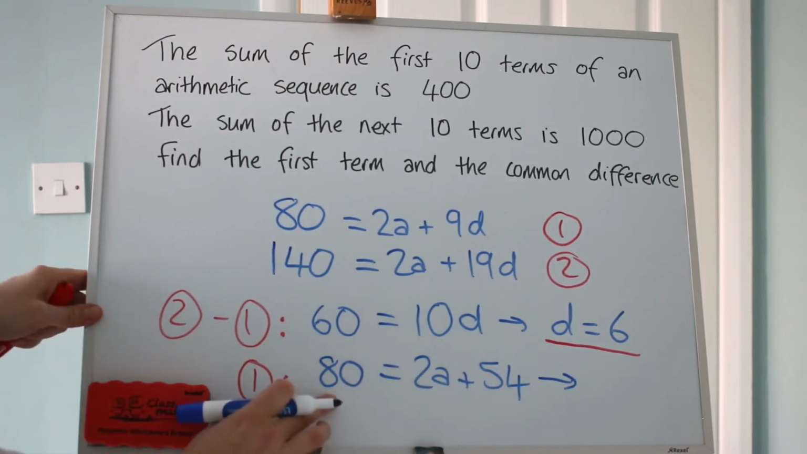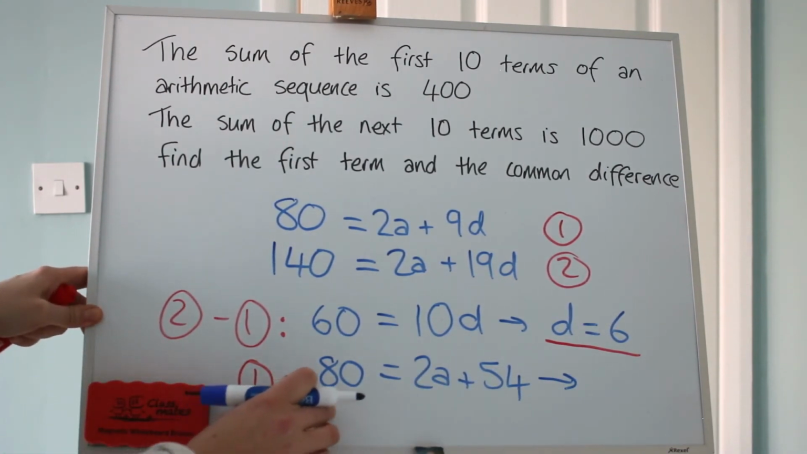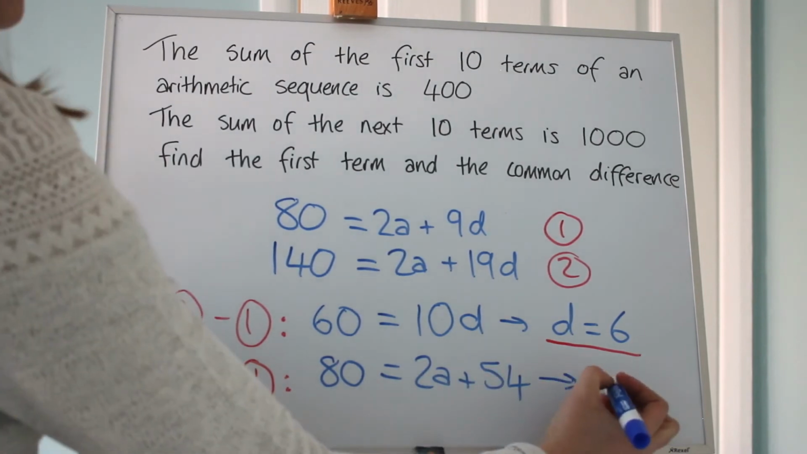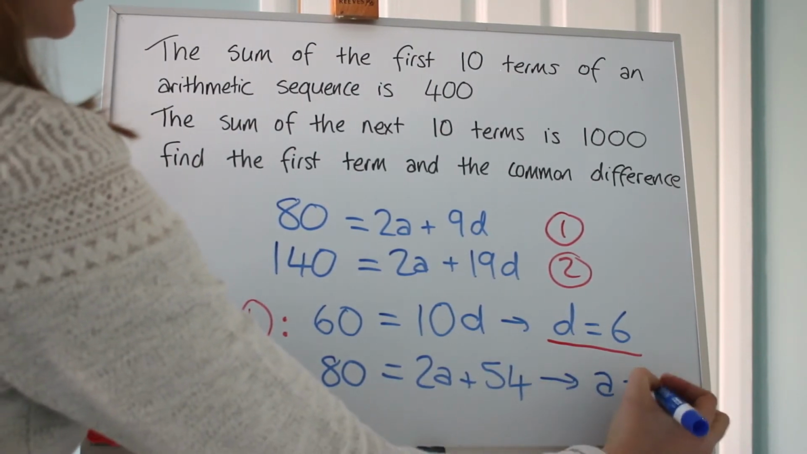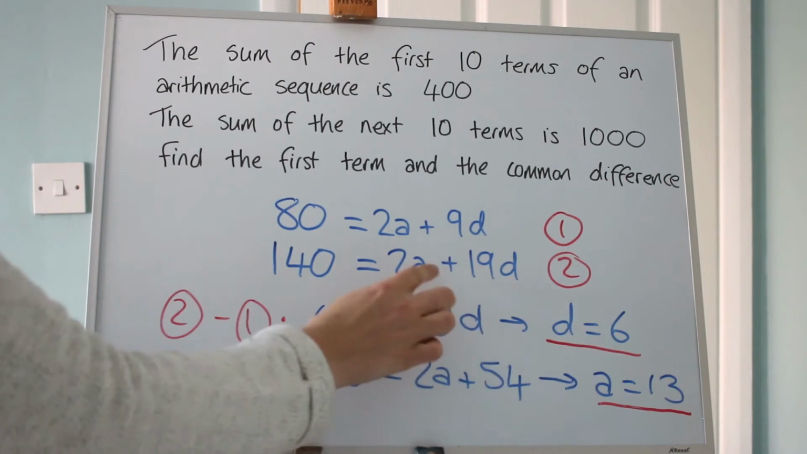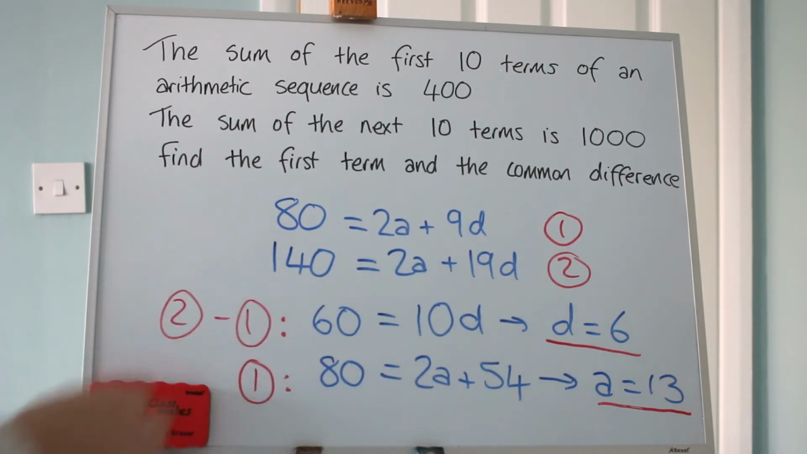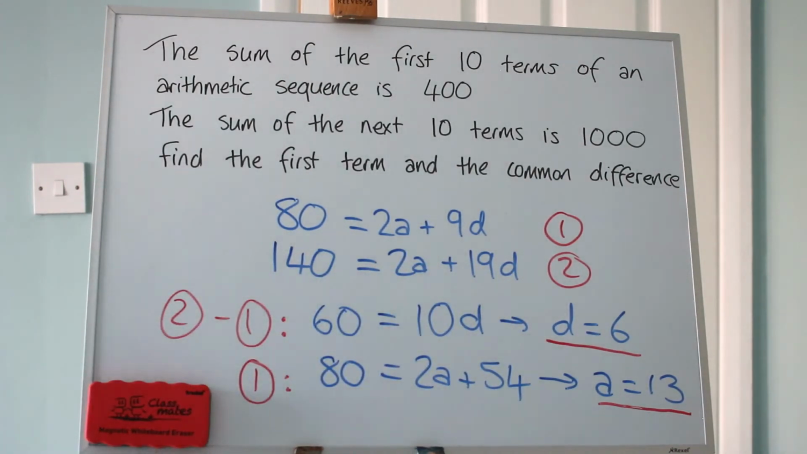So taking the 54 off the 80 to give 26 and dividing by 2, I get that a is 13. And of course checking those values back in the second equation, and that does give 140. Fab! Let's look at one more question.